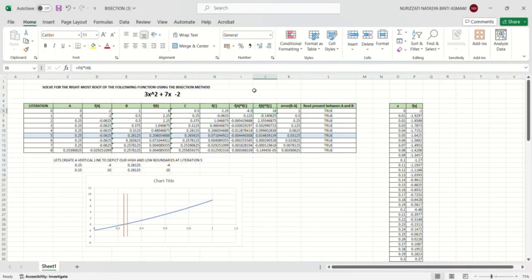For the next one is the error. For this error, we have to minus the value of upper boundary B with the value of lower boundary A, and then we can get the value of 1.